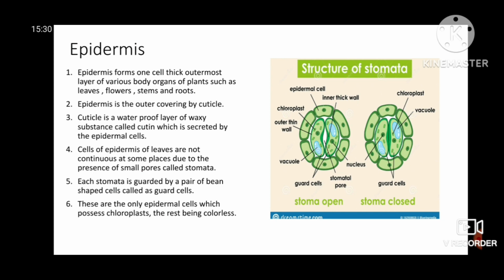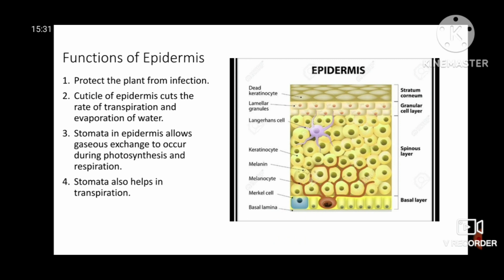Cells of the epidermis of leaves are not continuous at some places due to the presence of small pores called stomata. Each stoma is guarded by a pair of bean-shaped cells called guard cells. These are the only epidermal cells which possess chloroplast, the rest being colorless. Main function of the epidermis is to protect the plant from infection. Stomata in the epidermis allow gaseous exchange to occur during photosynthesis and respiration. These are the main points. And stomata also help in transpiration.